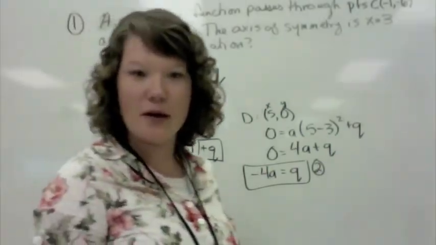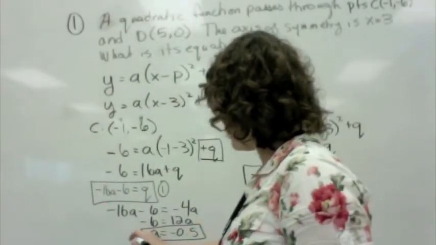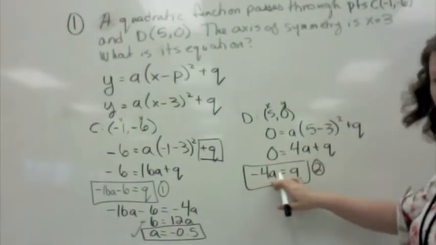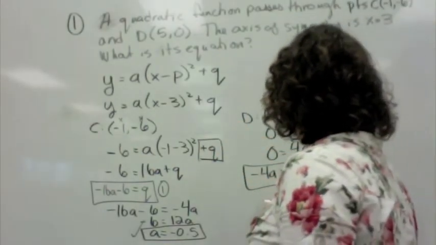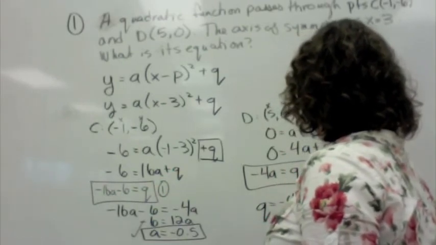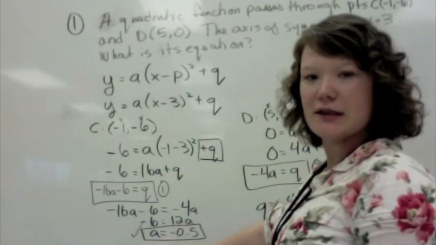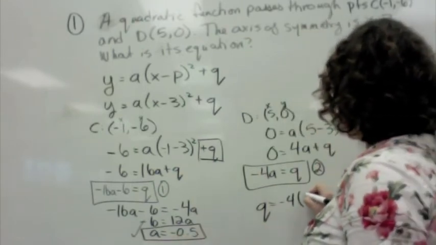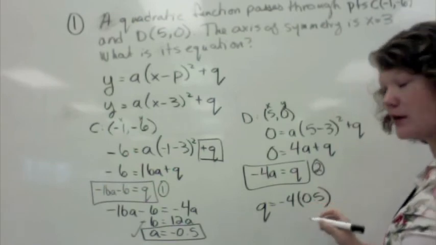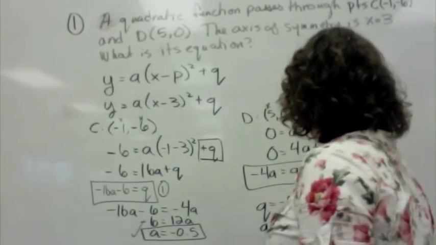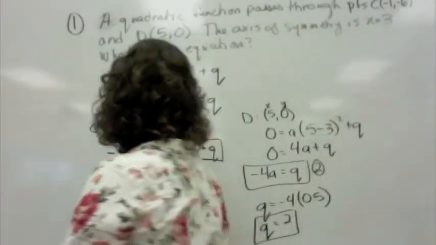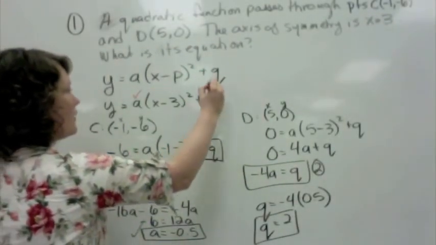Now the next thing that I want to do, so we have our a. The next thing that we need to solve for is that q. But look, negative 4a equals q. No problem. So if q equals negative 4a, and if a equals negative 0.5, I can just substitute that in here, and then q equals 2. So now I know what my a is, and I know what my q is.